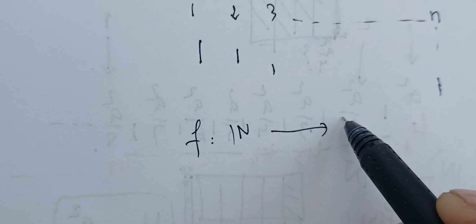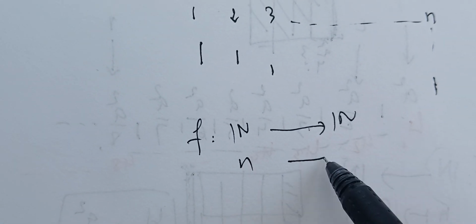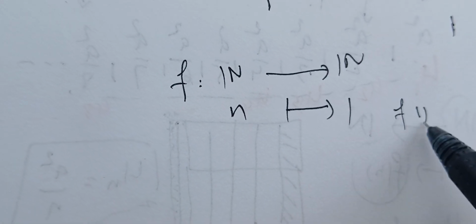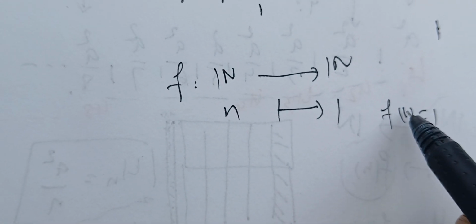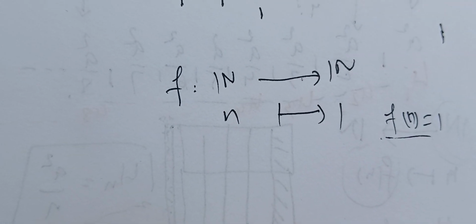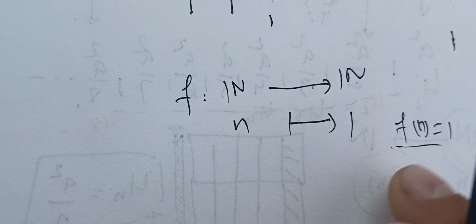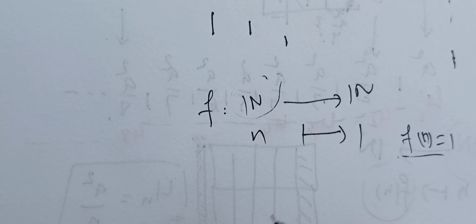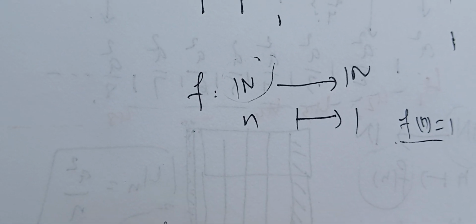Okay, so in this case we defined a function from the set N into N such that for every n we have 1, or just f of n is 1 for any n. Okay, so this is a function, but since the domain of definition is N or part of N, we call it a sequence.